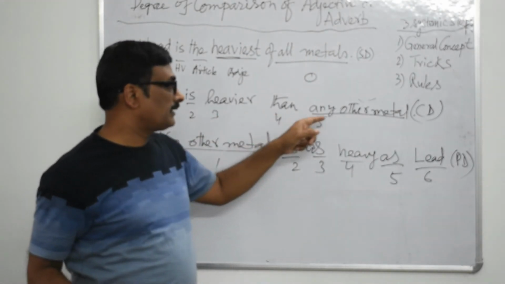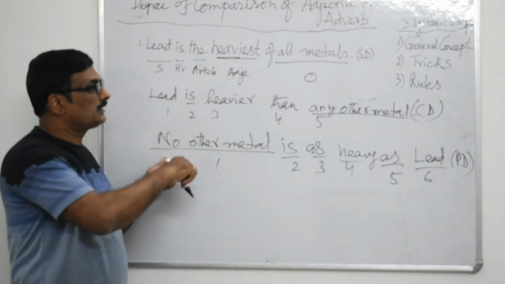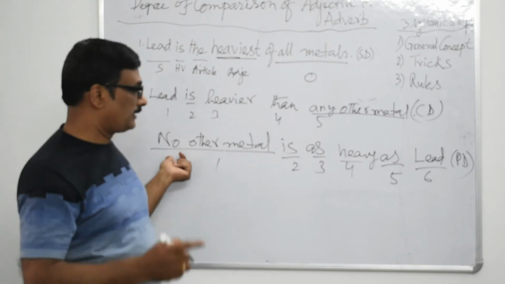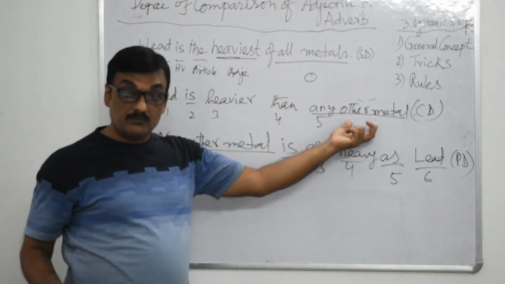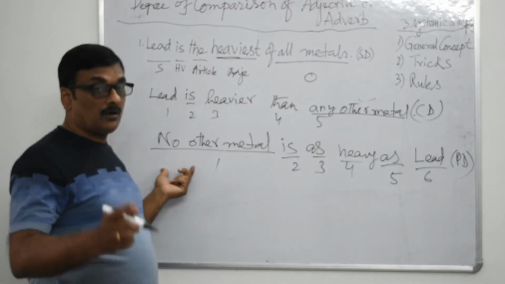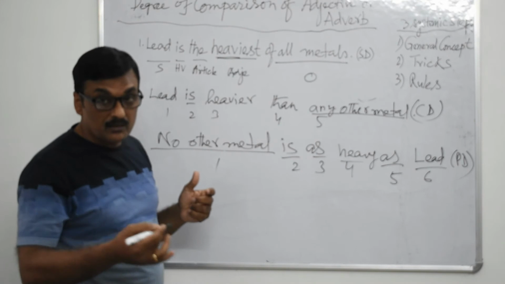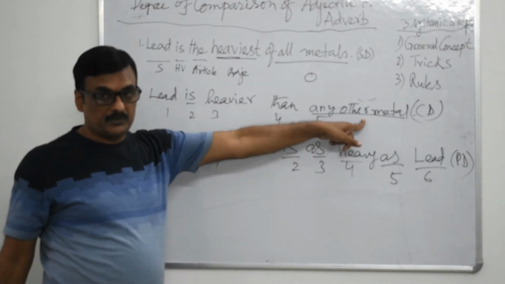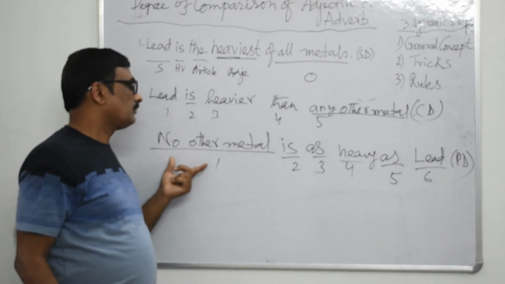So lead is heavier than any other metal. Next comes positive degree. Positive degree is just contrary or opposite to comparative and superlative degree. So here the object of comparative and superlative degree comes to the place of subject of positive degree, with little change according to the meaning of the sentence. So here any other metal is the object of comparative degree. It comes and becomes no other metal.